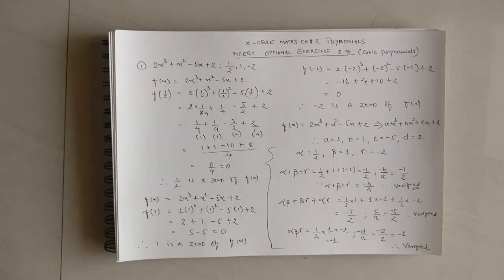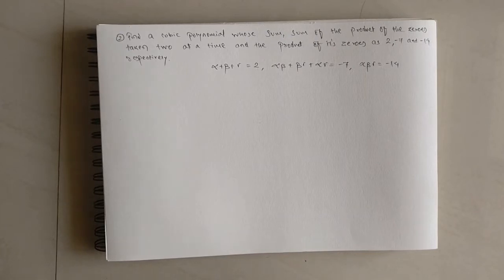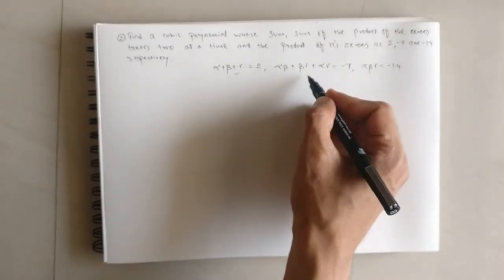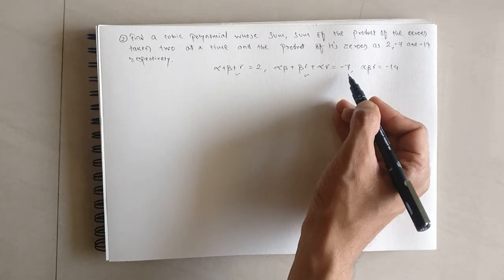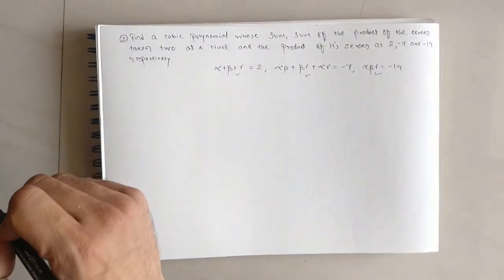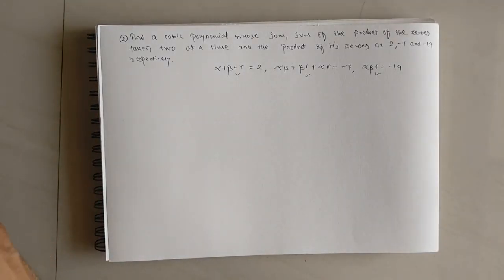Let's look at one more example. In this question, you have to find a cubic polynomial whose sum of the zeros, sum of the product of the zeros taken 2 at a time, and product of its zeros are 2, minus 7, and minus 14 respectively. So we know that the sum of the zeros is 2, the sum of the product of the zeros taken 2 at a time is minus 7, and the product of the zeros is minus 14. You have to form the cubic polynomial.